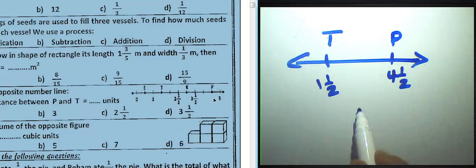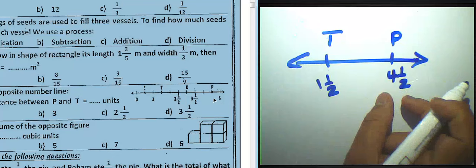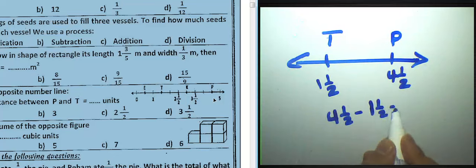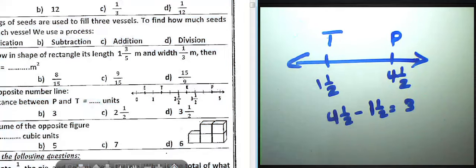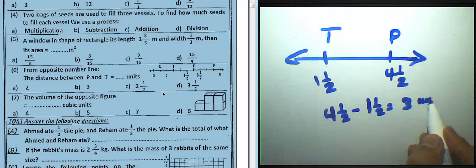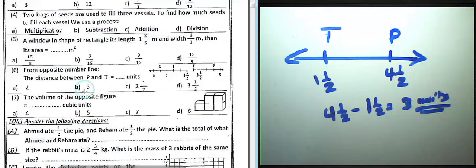We can find the difference between them to find the length about T and B. 4 and a half subtract by 1 and a half equals 3. So the result will be equal to 3. We must write here 3 units. Again, the distance between B and T equals 3 units. Okay, my students, equal what? 3 units. We must write here 3.